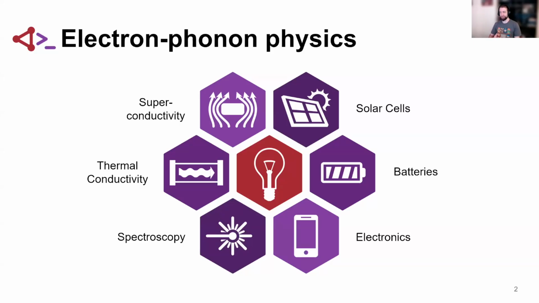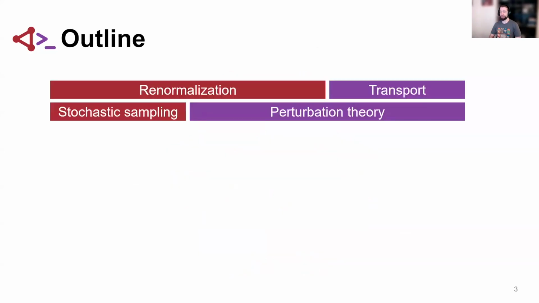All right, so the talk itself will be a two-parter as well. So first of all, today we deal with the renormalization due to electron-phonon effects of the electronic band structure. And in today's talk, we look at renormalization using two different approaches. One is a stochastic sampling approach that I will talk about first. And then I will also talk about perturbation theory. Now, perturbation theory can also be used to access electronic transport properties, so that will be revisited tomorrow.